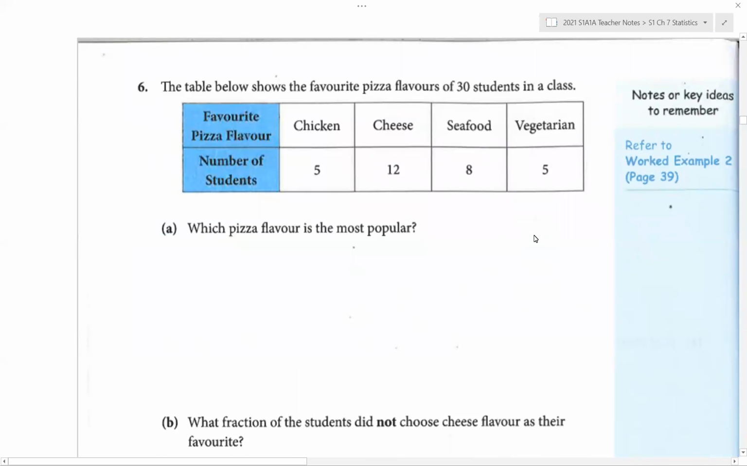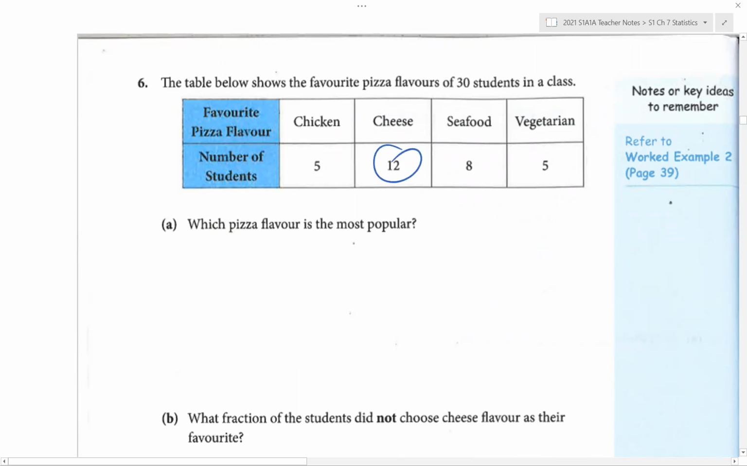Okay, now our homework question 6. Which pizza flavor is the most popular? Cheese. Okay, quite clearly. The favorite pizza flavors of 30 students. So 12 of them, the favorite is cheese. So we expect cheese.